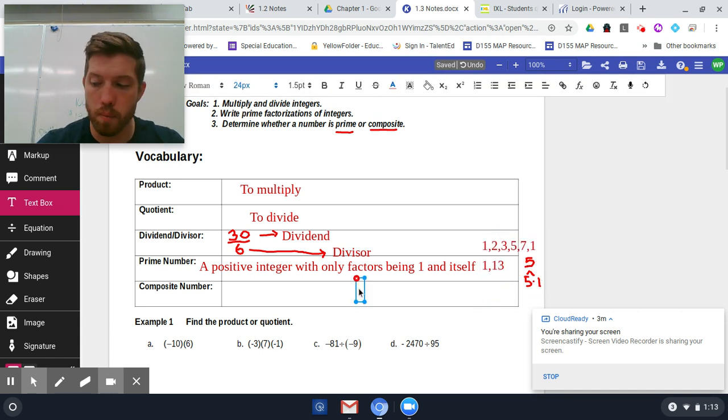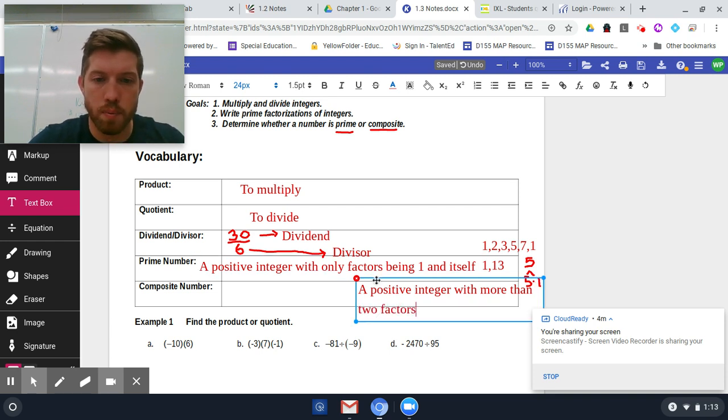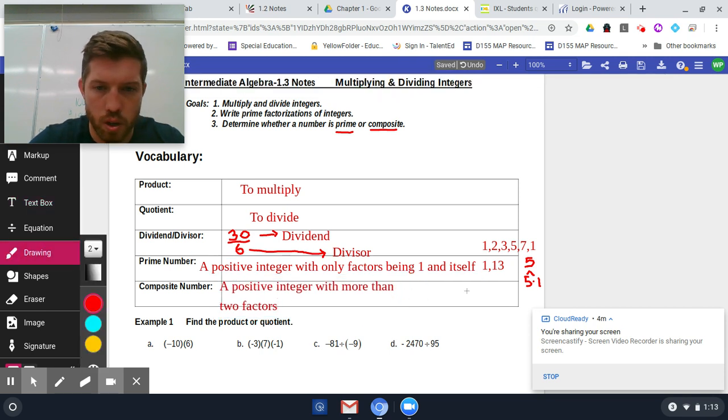The composite number is the exact opposite. It's a positive integer with more than two factors. So that's pretty much all those other numbers in between. So like the number 4, we used 5 earlier, we'll use the number 4. The number 4 has two different ways you can get to it. You can do 2 times 2, and 4 can also be 4 and 1. That makes it composite. Composite means it just has more than one way to get to that number.